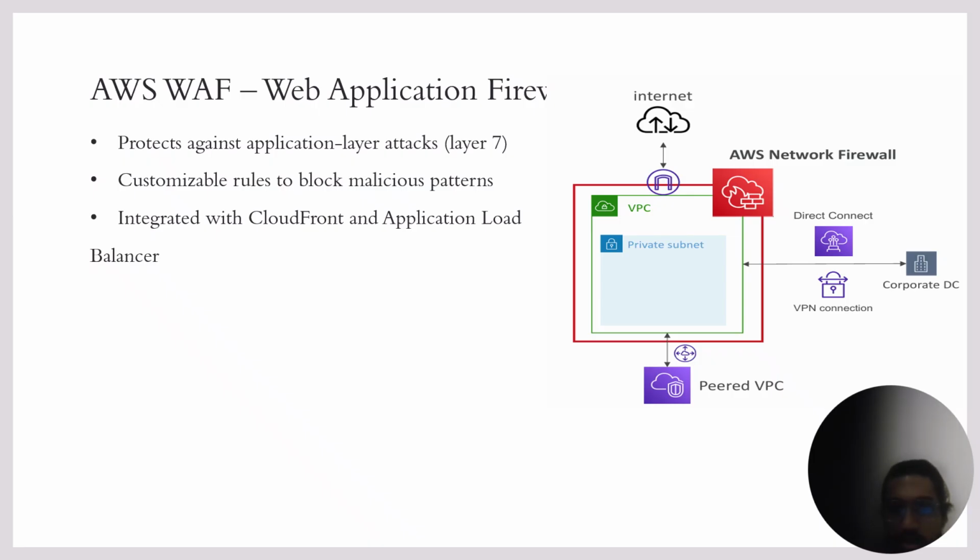Here also we can see traffic from the internet. Here is a VPC, and before the VPC we have the AWS Network Firewall. Before reaching your services or servers, traffic has to go through all of these protections, including WAF, and it protects your servers and services. Okay, let's move ahead and go to the next slide.